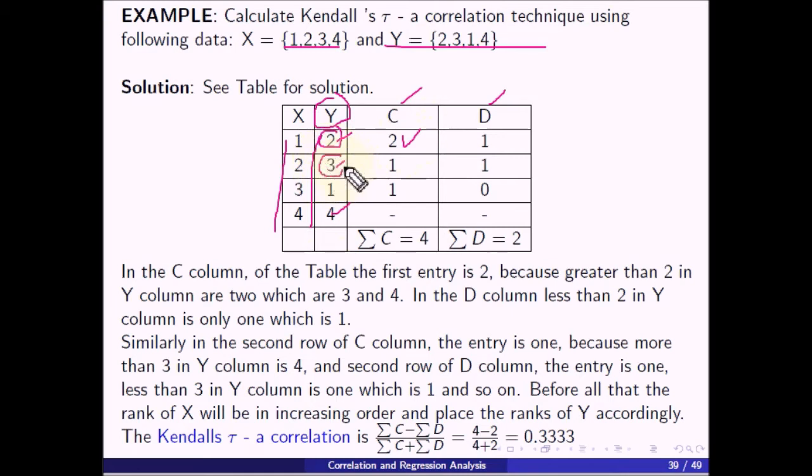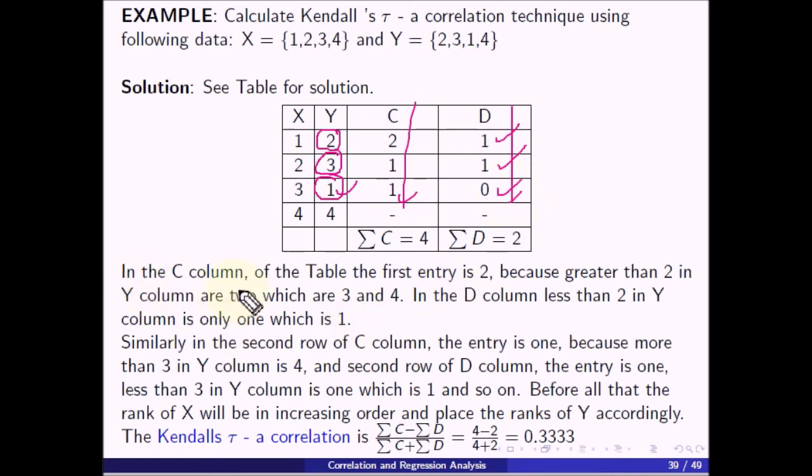Now the bigger number with respect to 3 is only a single value, that is 4, hence it is 1. Similarly, the bigger number with respect to 1 is 4, so it is 1. Similarly, for discordant, the smaller number with respect to 2 is only a single 1, that's why it is 1. The smaller number with respect to 3 is only a single value, hence it is 1. Now there is no smaller value than 1, and 4 is bigger than 1, so no smaller value is there, hence it is 0. If you add C, we get 4. If you add D, we get 2.